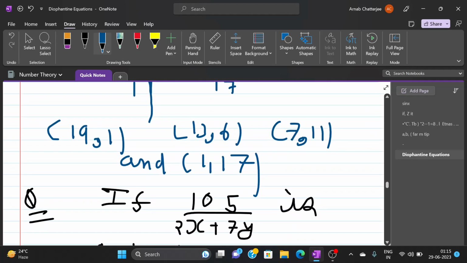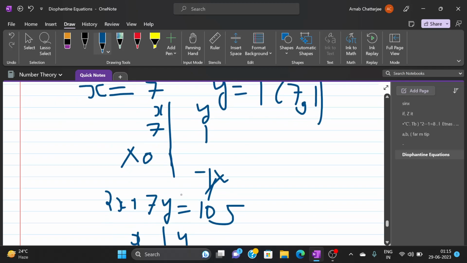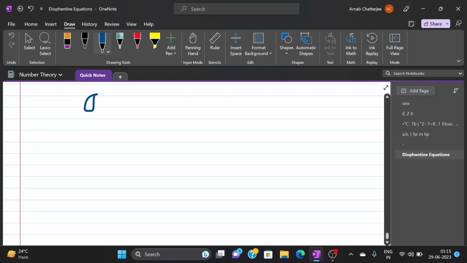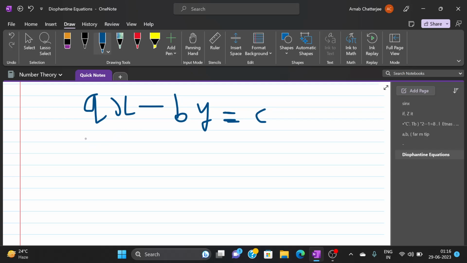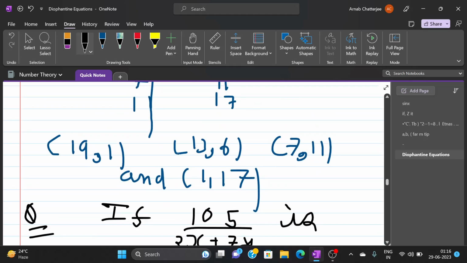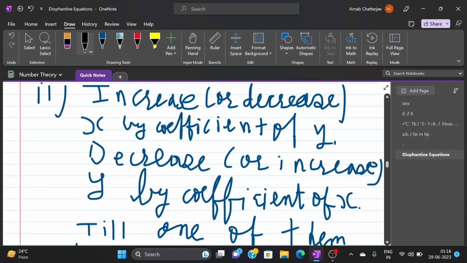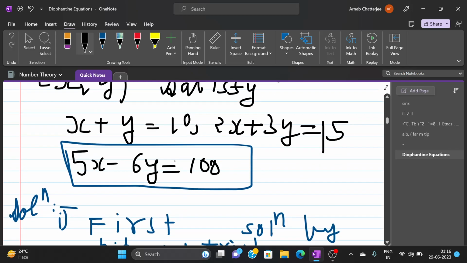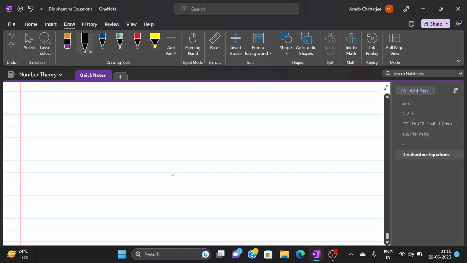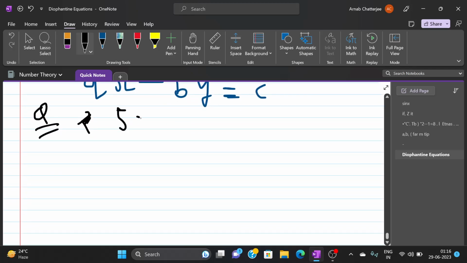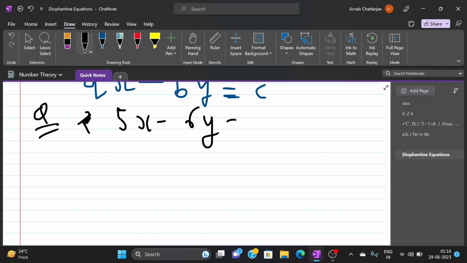So this was the linear Diophantine equation ax plus by equal to c. Now when we have ax minus by, everything is same except that x and y are either both increased or both decreased. Let us see one example for this and then we will quickly move to the next type of problems. So I had taken this example: 5x minus 6y equal to 100.